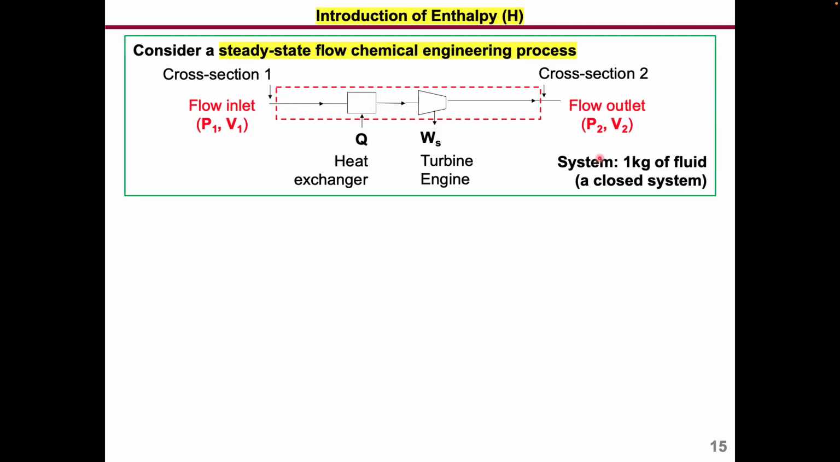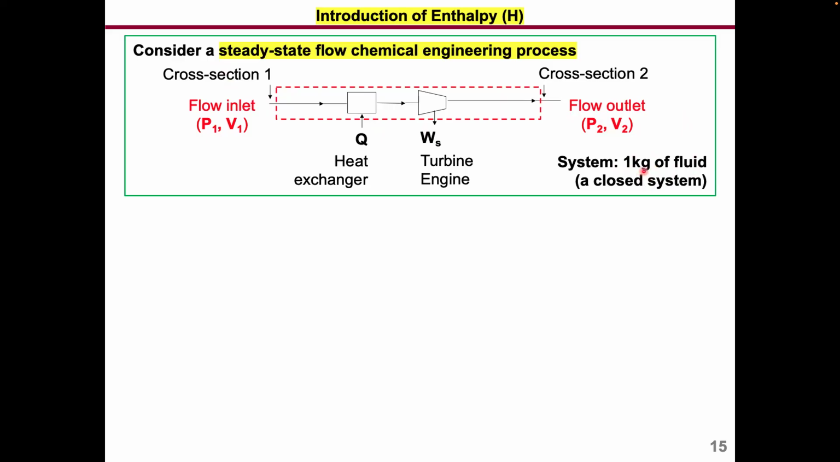And then here for the system, within this flow system, we pick 1 kilogram of fluid. So basically we are monitoring this 1 kilogram of fluid. When it goes from here all the way to here, what's happening to this 1 kilogram of fluid? Fluid means, let's say, water, okay? It could be in the liquid state, could be in the vapor state. I don't know, right? But that's why we say we pick 1 kilogram of fluid as your system, okay?